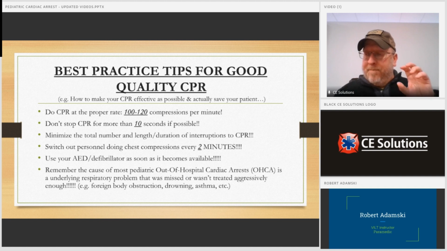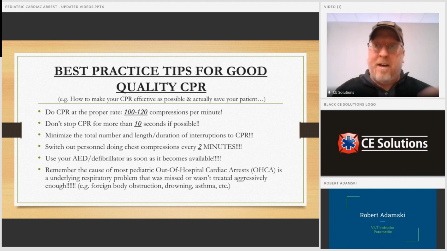And then if you have decreased preload because the heart wasn't able to fill with blood, every time it pumps, it's not going to pump that much blood out. It's not going to be as effective. And therefore, you're going to have decreased cardiac output. If you have decreased cardiac output, then you're also going to have poor perfusion to the vital organs, heart, brain, kidneys, etc., which is the exact opposite of what you're trying to achieve. So performing your chest compressions at that rate of 100 to 120 a minute is critical.